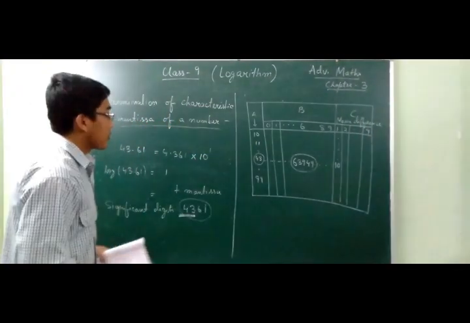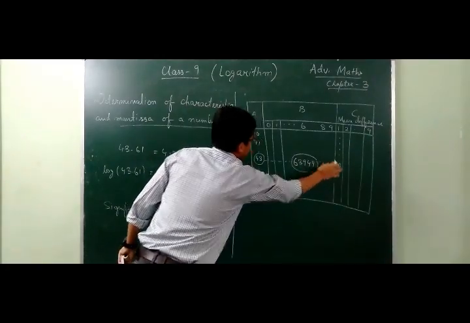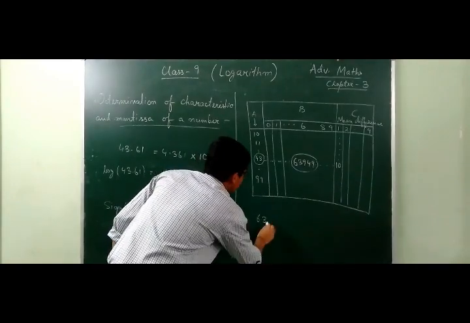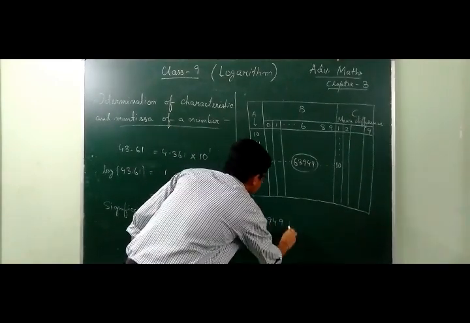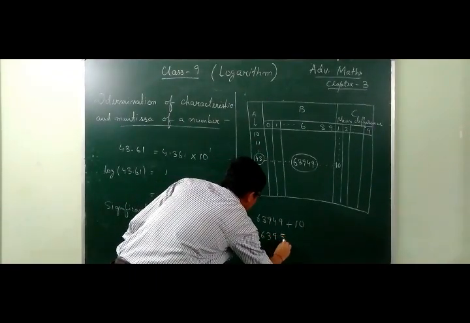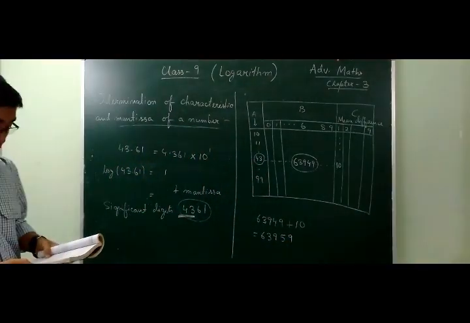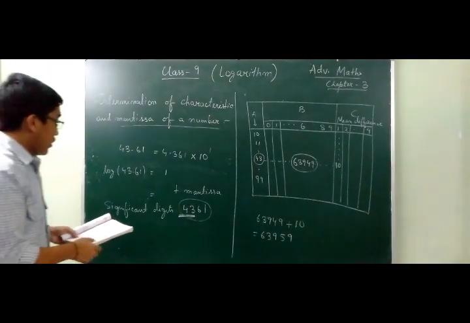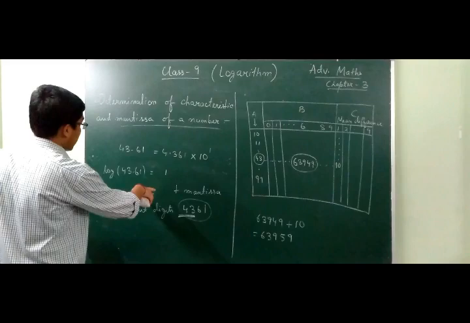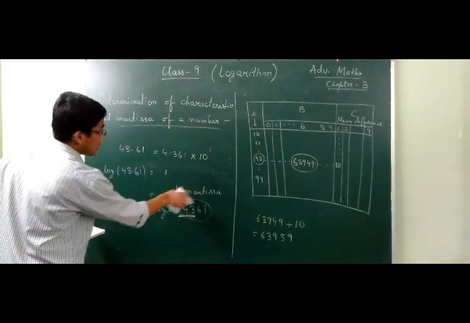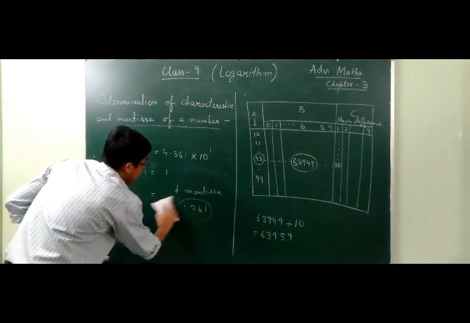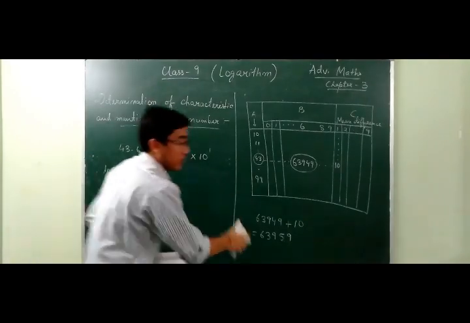After that what you do? You add these two numbers. I have 6, 3, 9, 4, 9 plus 10. You will get 6, 3, 9, 5, 9. Okay, so now we have got the characteristic. To write the mantissa 63959, you just write the number here.